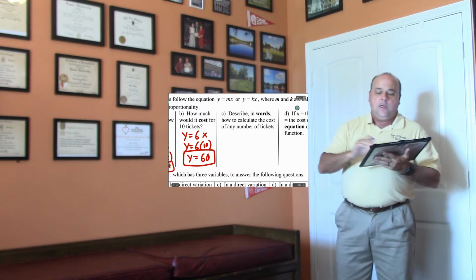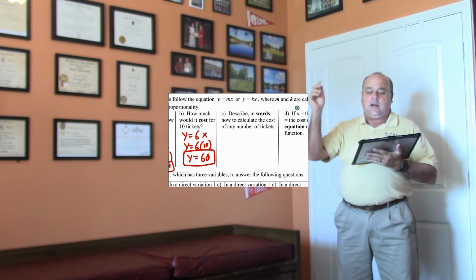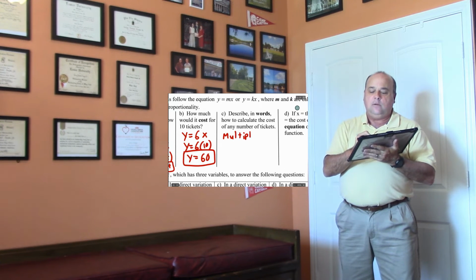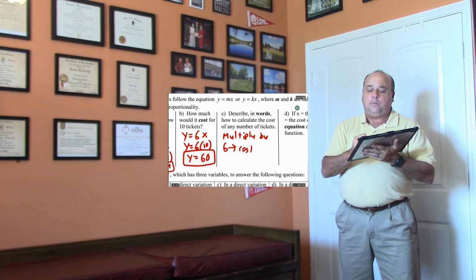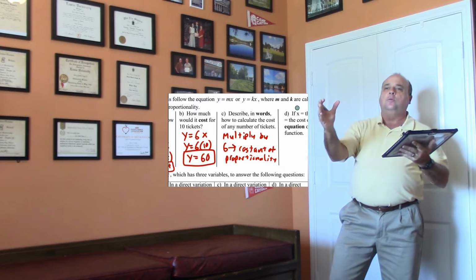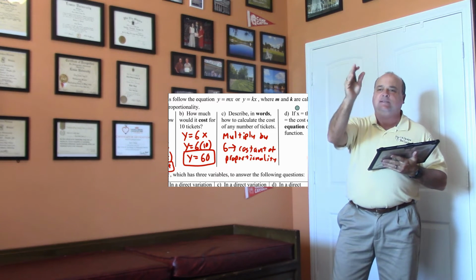Let's go over here. Describe in words how to calculate the cost of any number of tickets. Multiply by 6, right? Which is the constant of proportionality. So basically you're multiplying the number of tickets by 6.